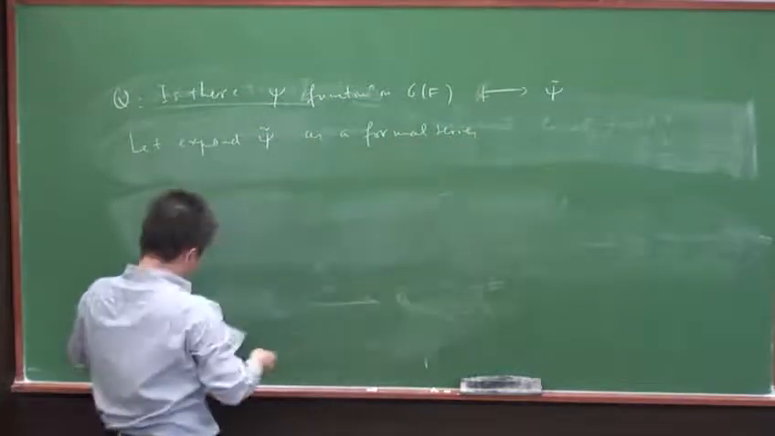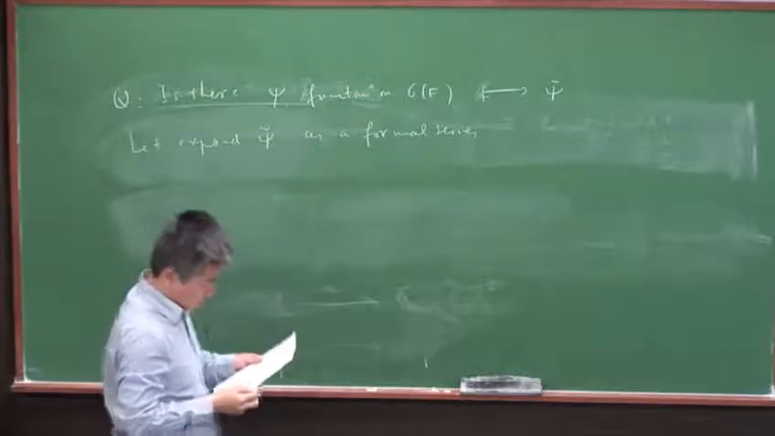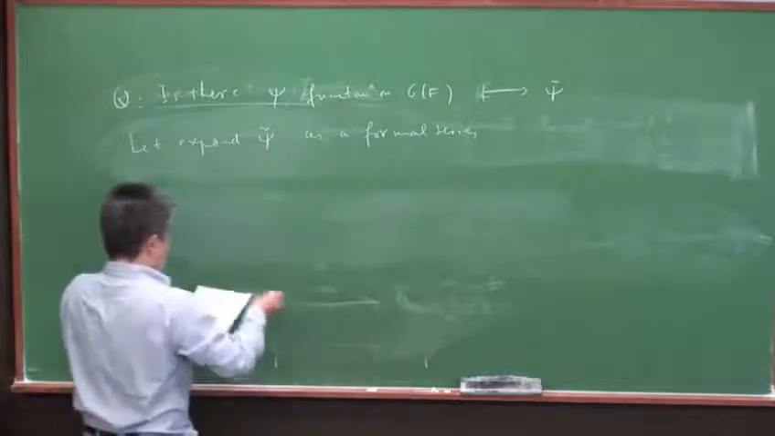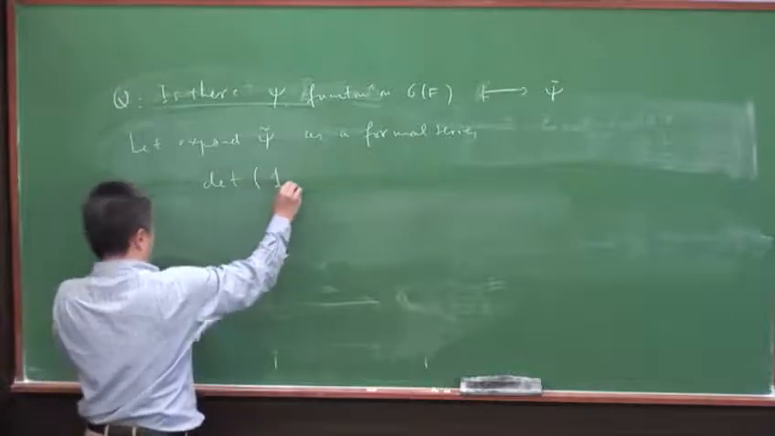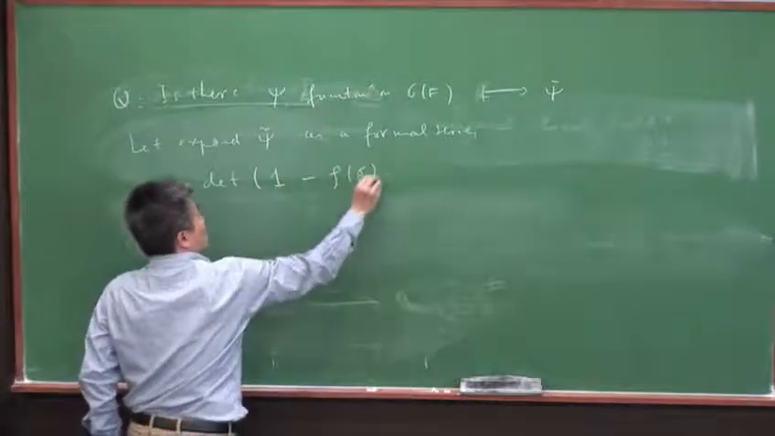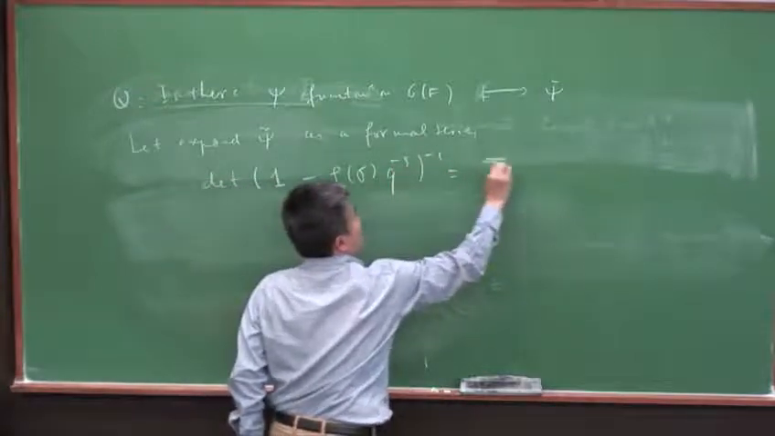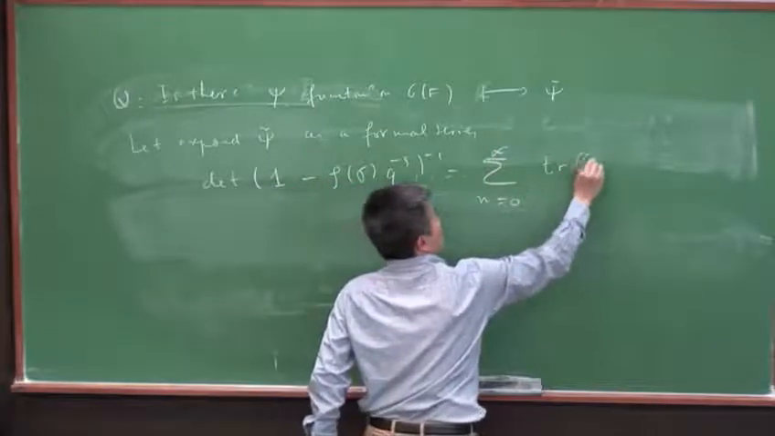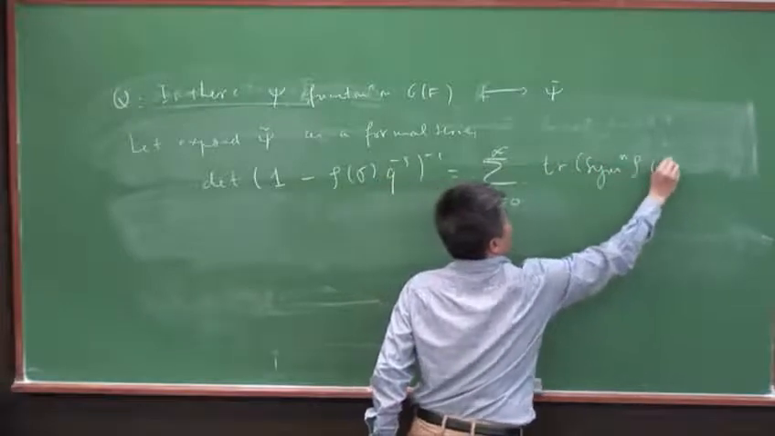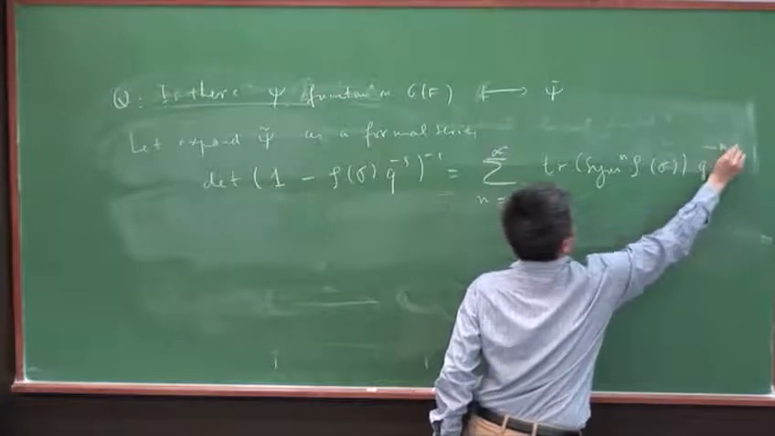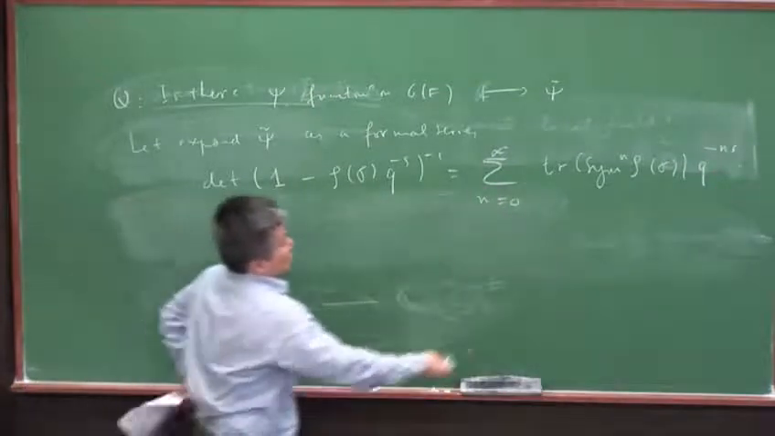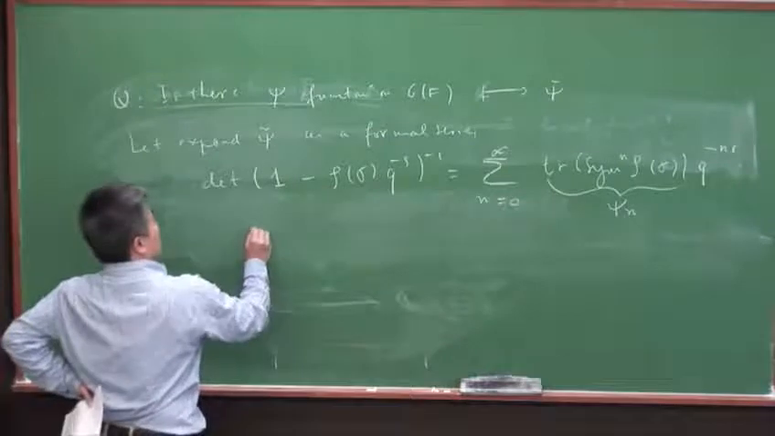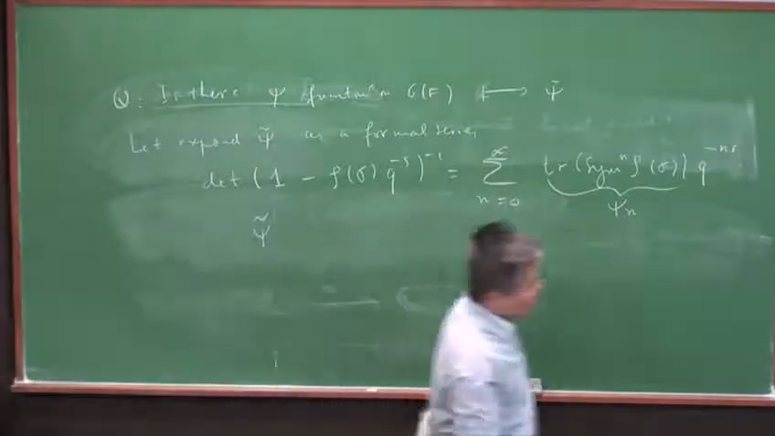And it has a very nice expansion. The determinant of 1 minus rho of sigma q to the minus s, inverted, will be the sum from n equals 0 to infinity of the trace of Sym^n rho of sigma times q to the minus n s. So obviously we would like to look at this psi n. So psi tilde, sorry, I should put s somewhere.